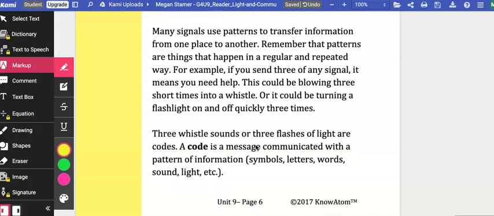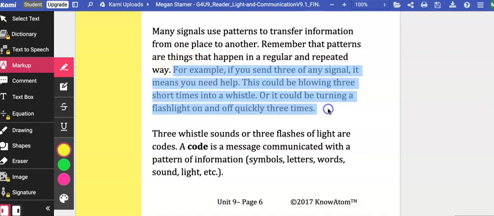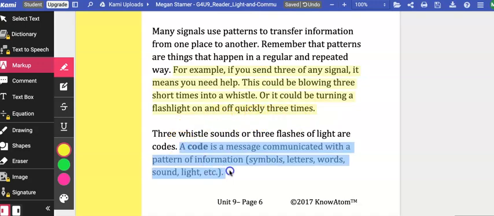For example, if you send 3 of any signal, it means you need help. This could be blowing 3 short times into a whistle, or it could be turning a flashlight on and off quickly 3 times. 3 whistle sounds or 3 flashes of light are codes. A code is a message communicated with a pattern of information: symbols, letters, words, sound, light, etc.